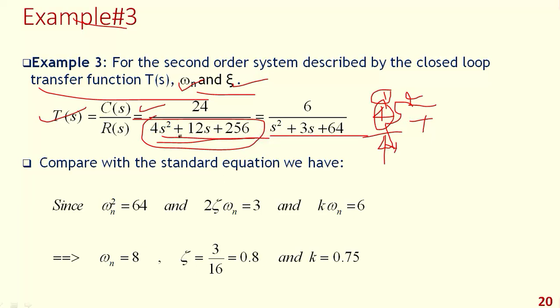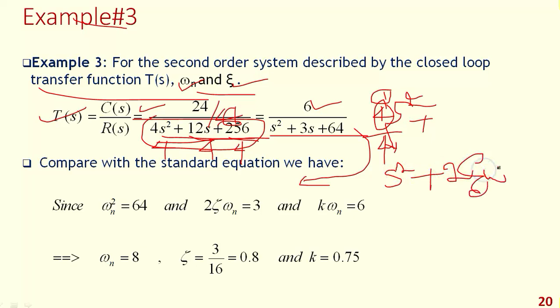Here 4 divided by 4 is 1. 12 by 4 is 3, 256 by 4 is 64, and 4 sixes are 24. So we get the revised transfer function. Then we compare with the standard equation, that is s square plus 2 zeta omega n s plus omega n square.